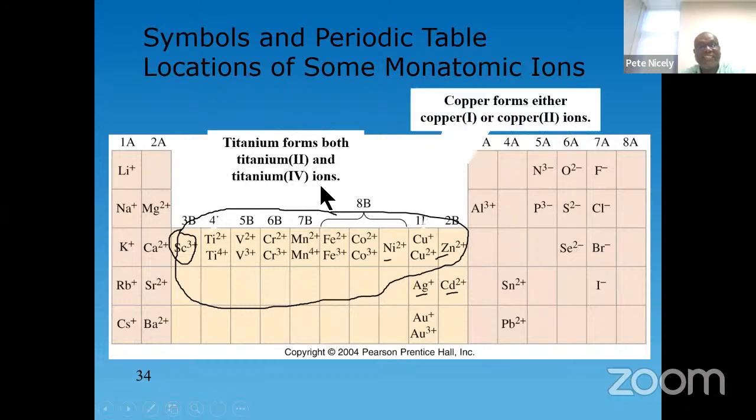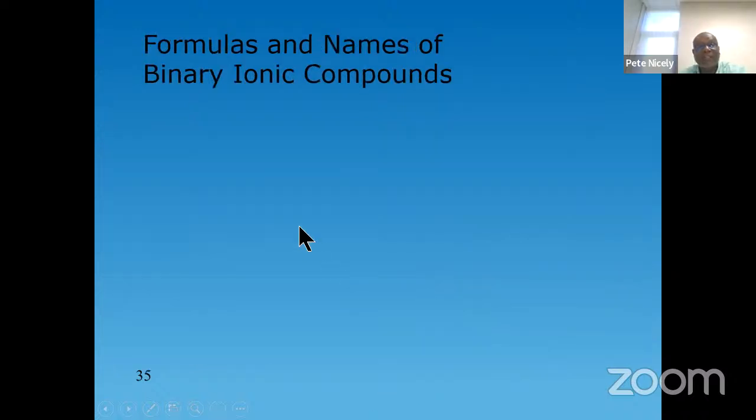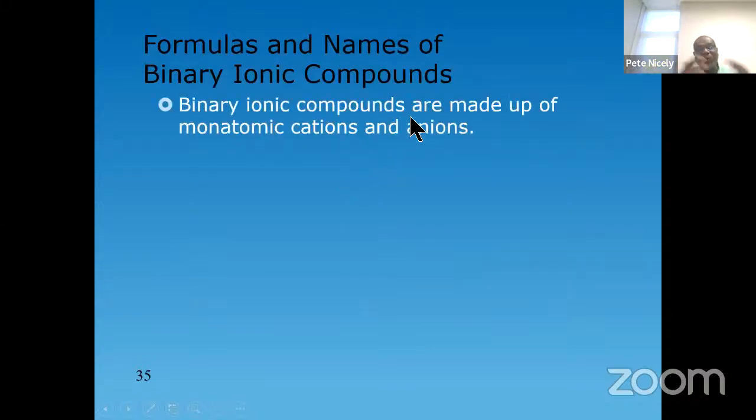So this is just highlighting some examples of different transition elements which can display ions of different charges, like titanium. Titanium can exist as the +2 ion and +4. Copper can exist as copper-1 and copper-2, all right? And this is just asking what is the charge on the zirconium ion, zirconium-4 ion, which is, of course, +4. Okay, so how do we name these compounds based on what we have just discovered?